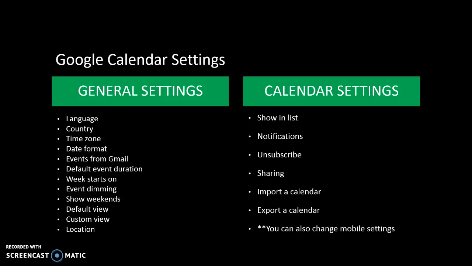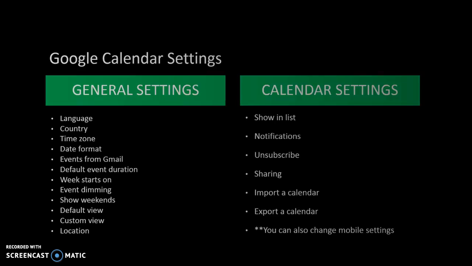In specific calendar settings, you can choose what items and what events you want to show on your list. You can change what types of notifications you get. For example, if you're always late to working out and you have a specific workout group that's on your schedule, you can set your notifications to notify you 30 minutes ahead of time to make sure you have time to change and get ready. You can share your calendar, import a calendar, and export a calendar, and add all of those as well. You can do a lot of this on your mobile settings as well.